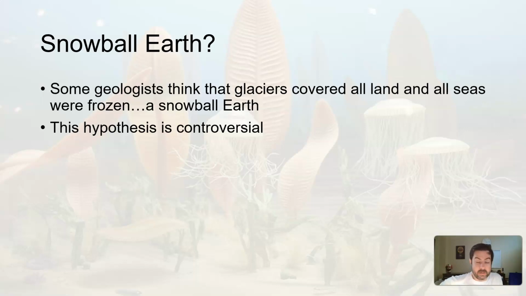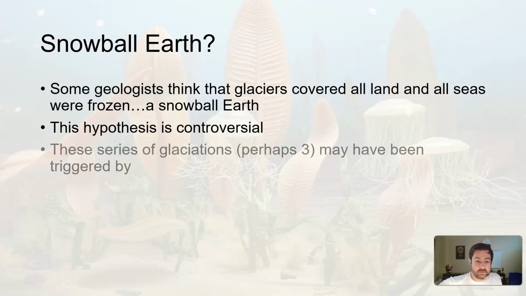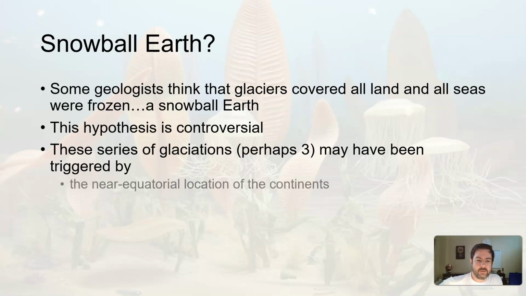More evidence, more information is needed. That's how science works. We're not poo-pooing it yet. It just needs some more information. The initial information they have is that there's perhaps a series of 3 glaciations during this Neoproterozoic, and it may have been caused by the near equatorial location of the continents.